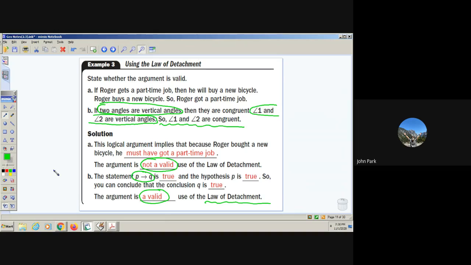So make sure that the law of detachment works in only one direction, from P to conclude Q. You can't start from Q and then conclude P, because that's going in the wrong direction. All right, so that's how the law of detachment works.